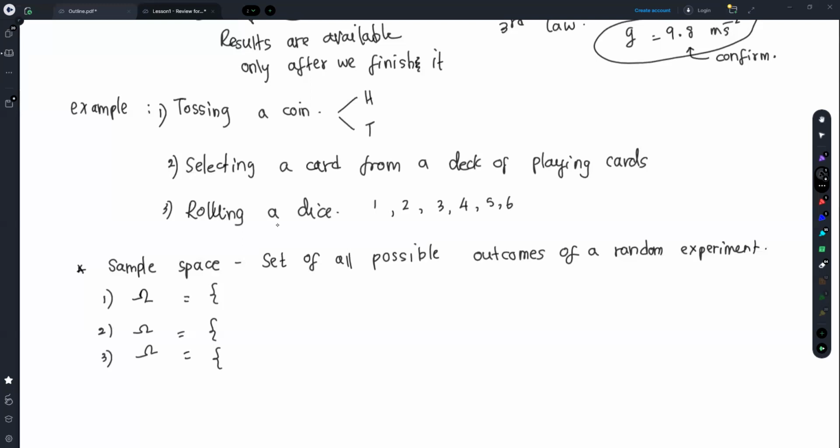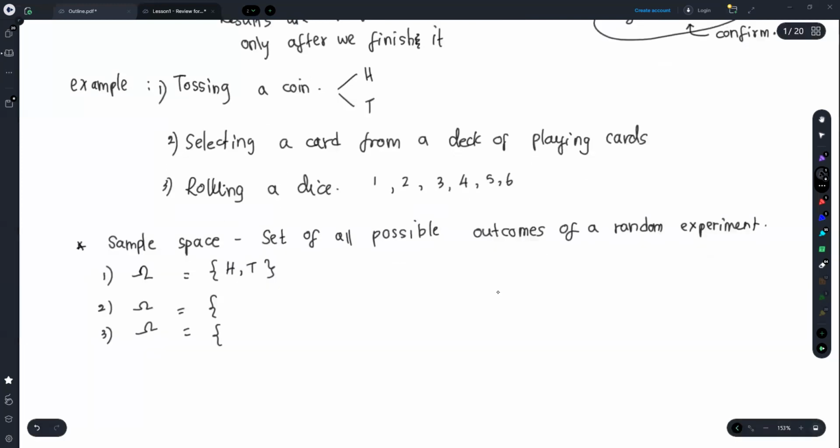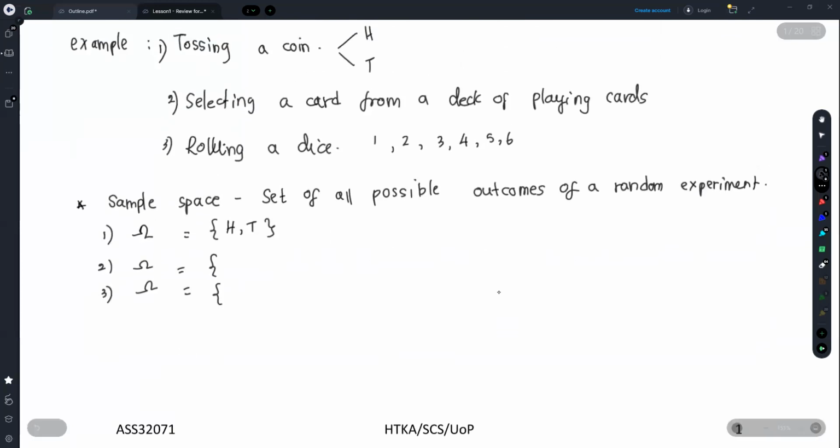Okay, so what are the answers? You can share it through chat. Select tossing a coin. Of course, we know it's head and tail. Selecting a card. Okay, so that sample space, you can't write it like this. We'll do it with a few other examples, next page.